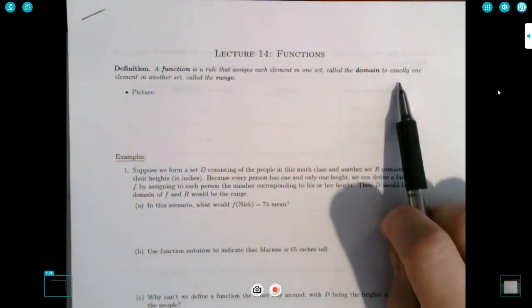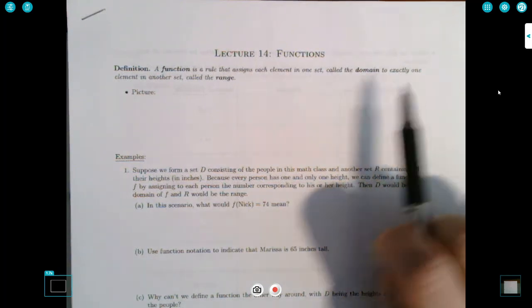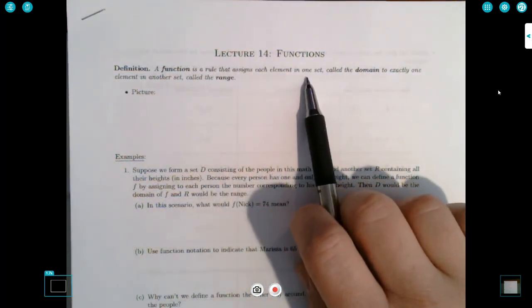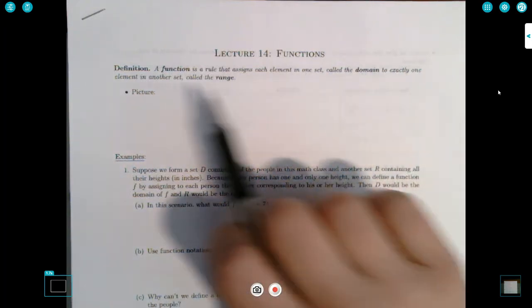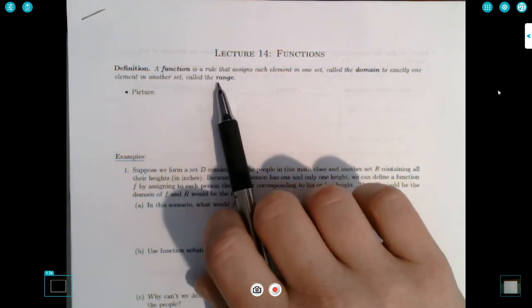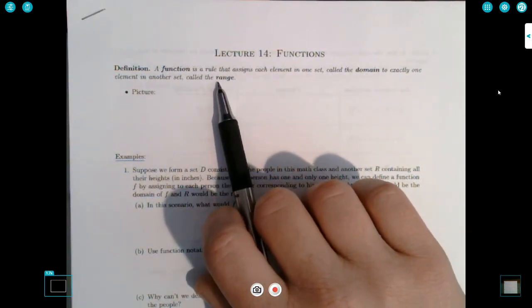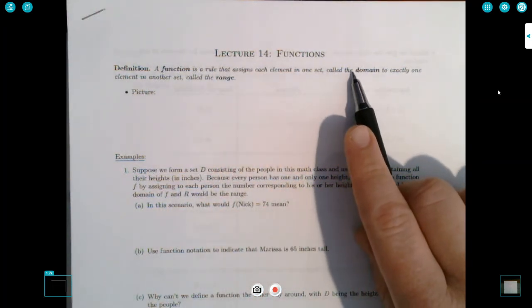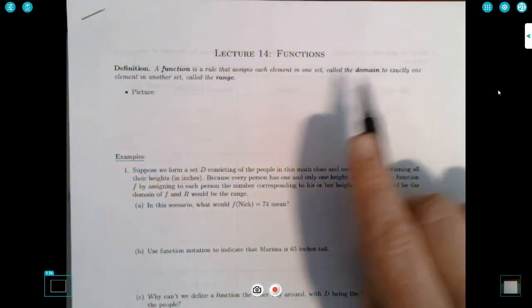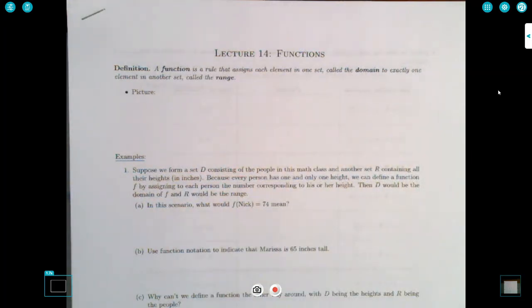One important word here in this definition is the word exactly, right? So a function has to assign each domain element, which we sometimes call inputs, to exactly one range element, which we sometimes call images or outputs, right? So it has to take each input and map it to exactly one output, right? So it can't be mapped to two separate outputs or multiple separate outputs, and it also can't be mapped to no output, right? It has to be mapped to exactly one output.